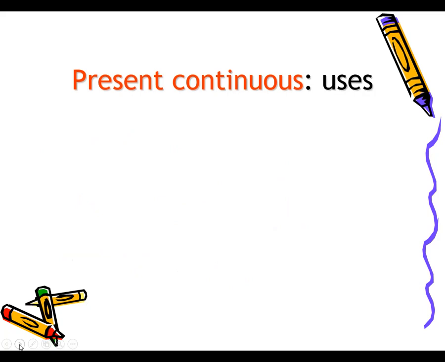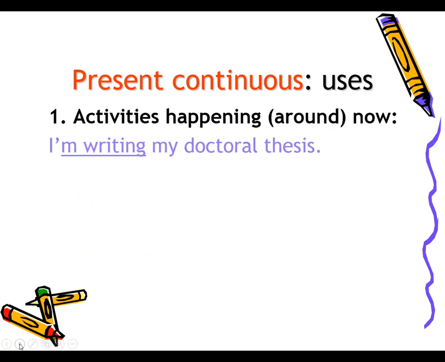Okay. Now, the uses of present continuous. We use present continuous when we have to show that some activity is happening around right now. Because this is a present tense, it means something that is going on. Continuous shows that some activity is going on at the present time period. So, I am writing my doctoral thesis, I am cooking, I am baking, I'm working, I'm making an assignment. Okay, something that you are doing at the current time period.